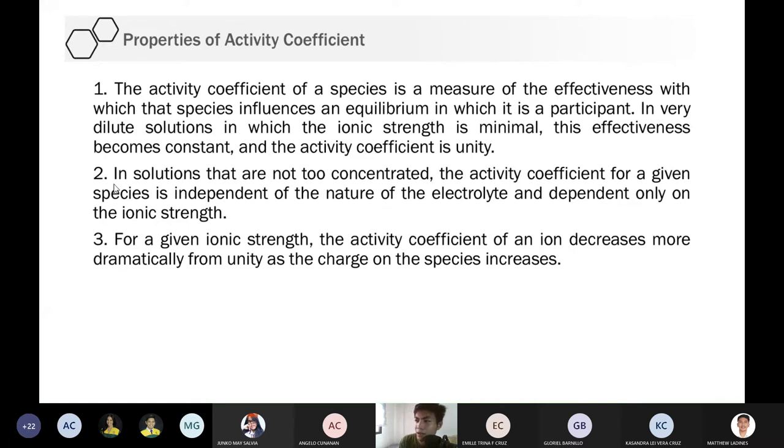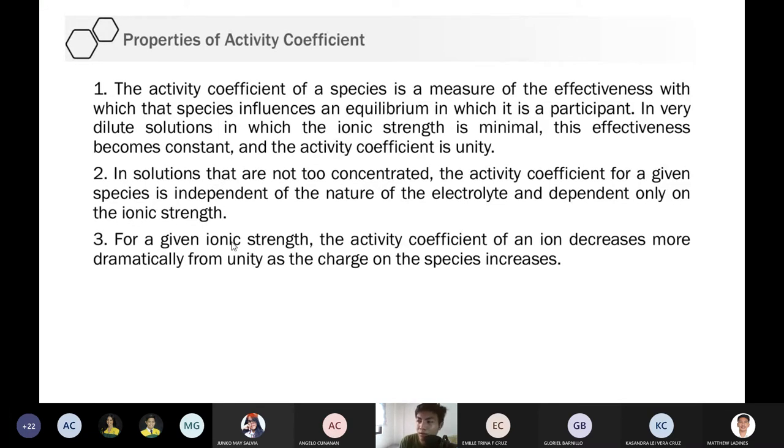Number 2, in solutions that are not too concentrated, the activity coefficient is independent of the nature of the electrolyte and dependent only on the ionic strength. So, actually, this is an equation. Itong number 2. Mamaya, pakita ko sa inyo.